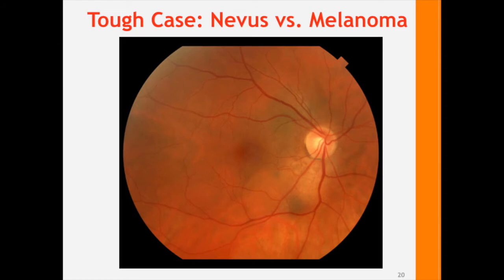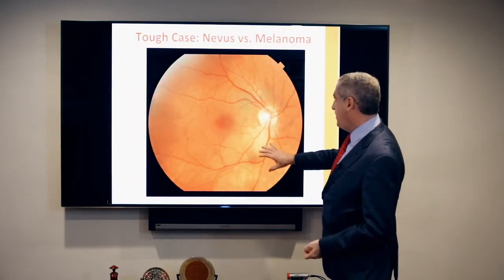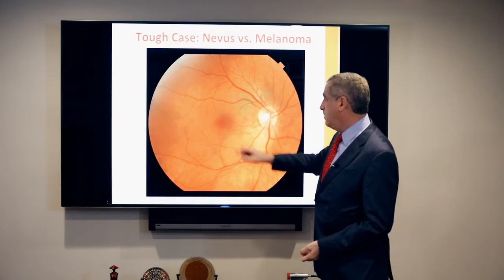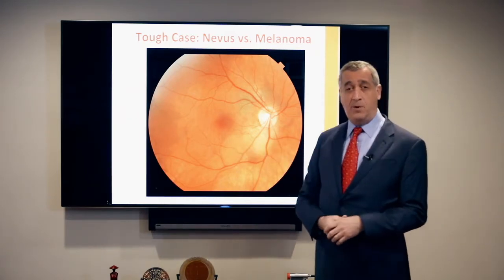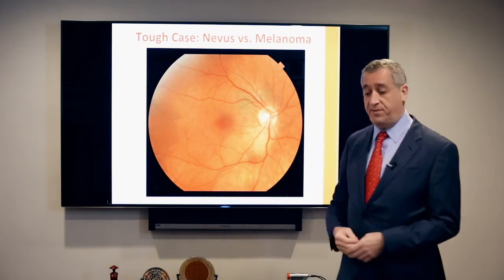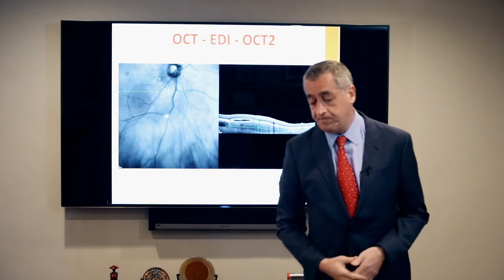So let's do a tough case. That was a very straightforward garden variety type case. So here we have a 50-year-old lady who came in with this variable pigmentation around the disc and some fluid down below. And this is the clinical picture. And most people would agree this is not very impressive in itself or diagnostic in itself.